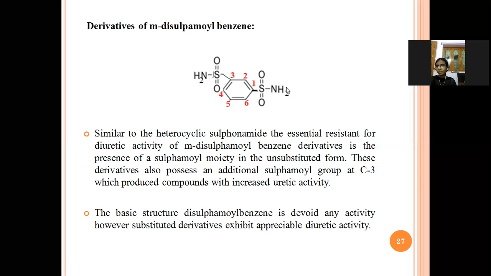In the fourth position, if halogen groups are there, it will increase the activity. In the fifth position, if a chlorine atom is there, it will decrease the activity. In the sixth position, if amine groups are there, it will increase the activity and the sodium ions are easily eliminated from the body.